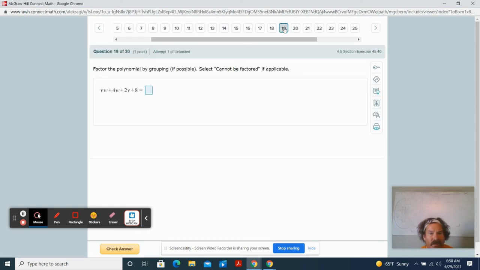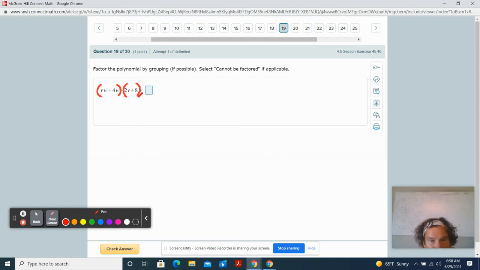Okay, so this is called factoring by grouping. It says factor the polynomial by grouping if possible. Select cannot be factored if applicable. Okay, so when we have polynomials that have 4 terms and we want to factor by grouping, what we're going to do is we're just going to group the first 2 together. So I'm going to draw a set of parentheses like this, and I'm going to group the last 2 together. So I'm just going to draw my own parentheses there.